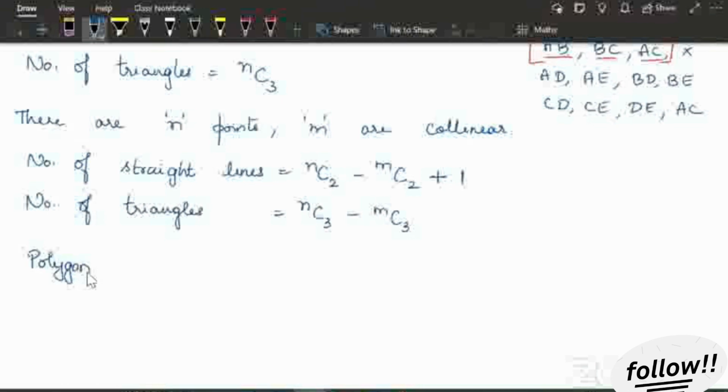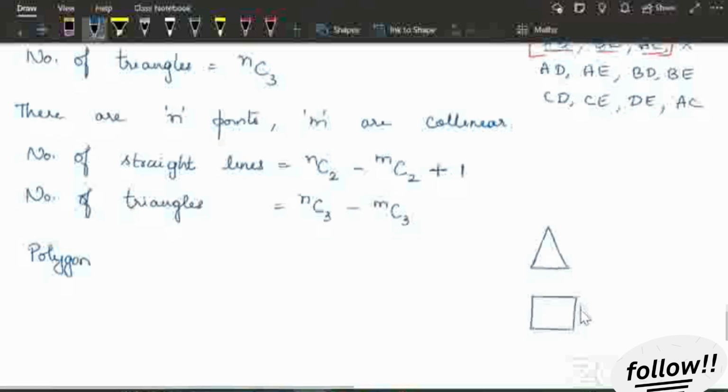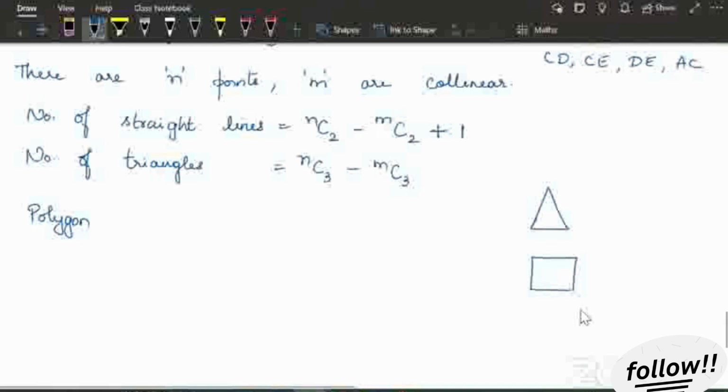All closed objects which have 3 or more sides. So the polygon with 3 sides is a triangle. Polygon with 4 sides can be a square or a rectangle or a parallelogram, anything. That is a polygon with 4 sides, means a closed figure with 4 sides. Polygon with 5 sides is called a pentagon. So polygon is basically a closed 2D object like this.